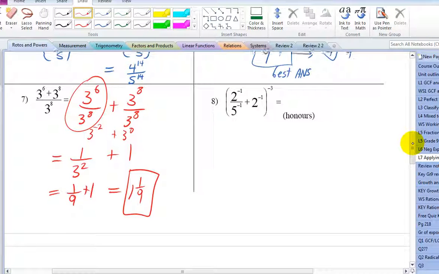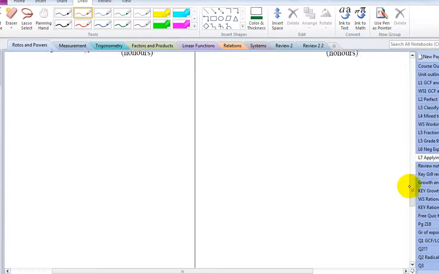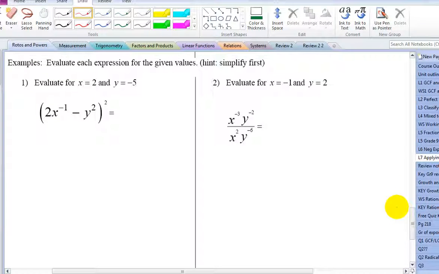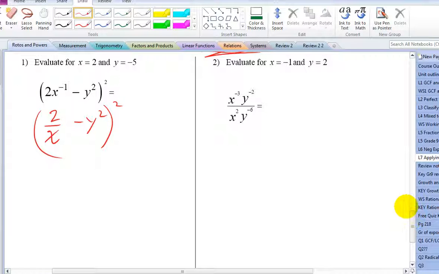Any questions? So we won't do these next ones. Those are honors. Let's go down to this, though. Hint. Simplify first. Do not use a calculator until the very end. Okay. So let's simplify this. This works out to 2 over x minus y squared, all squared, 2 over x. Okay. So just make your exponent positive.